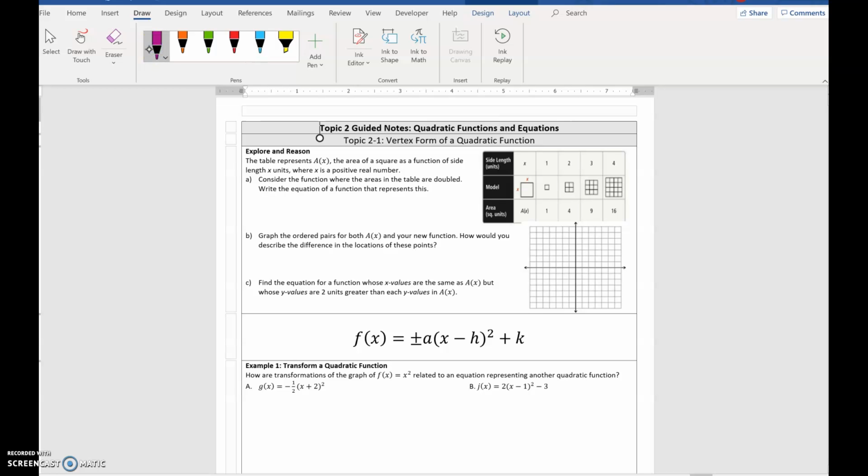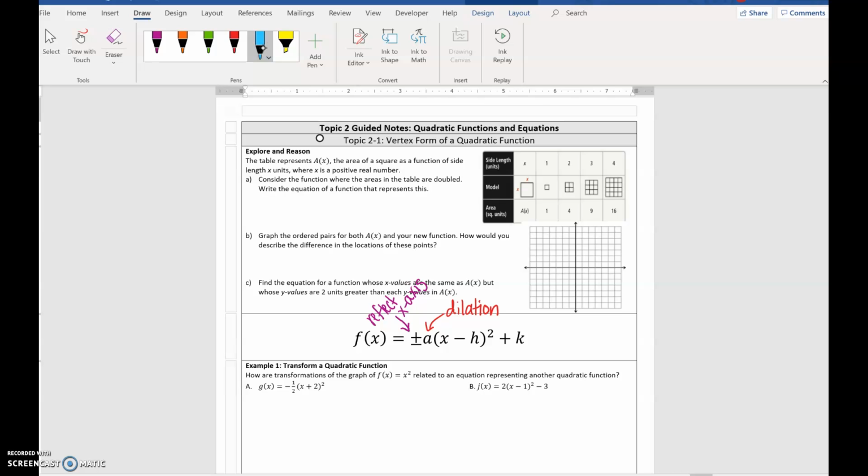So if we're looking at the vertex form, which is right here, this plus or minus, remember, if it's negative, it's going to tell us that it reflects the x-axis. And then the A, if you remember from the last chapter, was our dilation. It made it skinnier or wider.